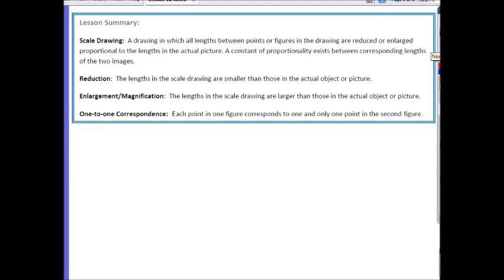In this lesson, you learned that a scale drawing is a drawing in which all lengths between points or figures in the drawing are reduced or enlarged proportional to the lengths of the actual picture. A constant proportionality exists between corresponding lengths of the two images. Reduction: the lengths in the scale drawings are smaller than those in the actual object or picture. An enlargement or magnification is when the lengths in the scale drawings are larger than those in the actual object or picture. In a one-to-one correspondence, each point in one figure corresponds to one and only one point in the second figure.